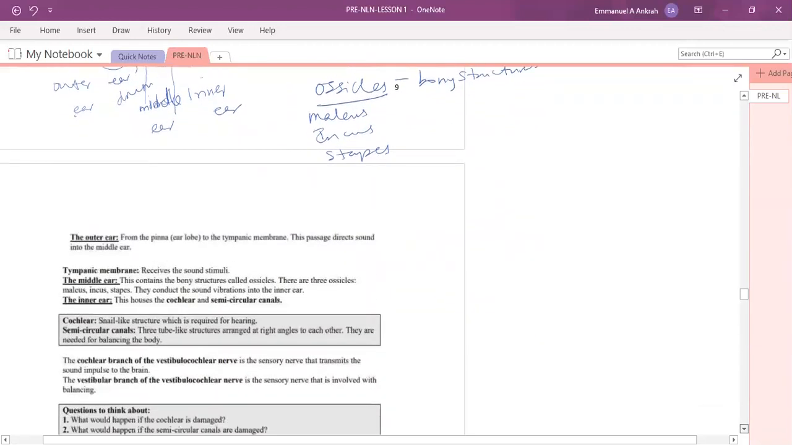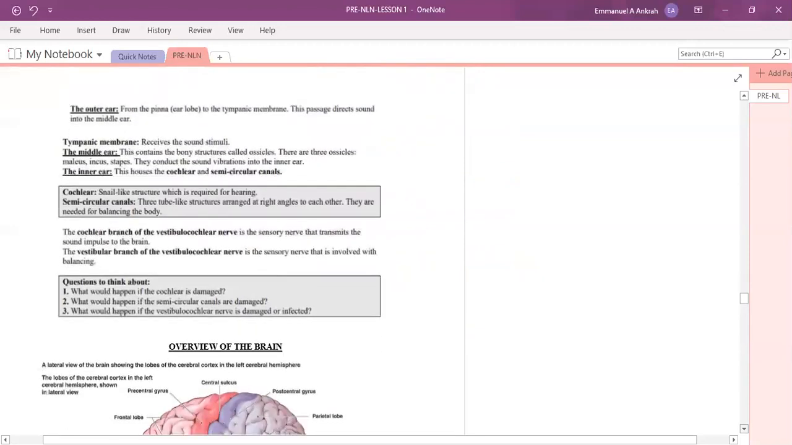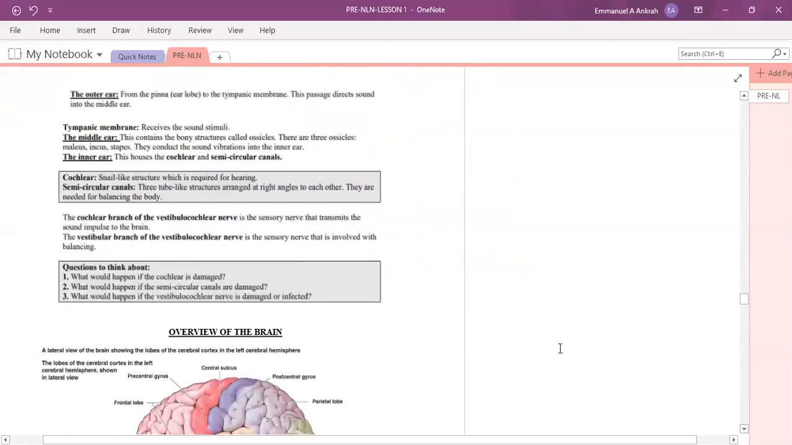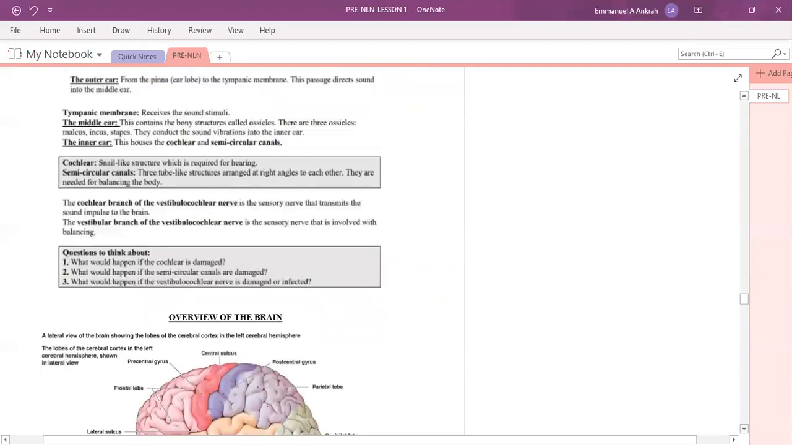All right, so I have a little summary here. There are a few questions. I said, what will happen if the cochlea is damaged? What will happen if the semicircular canals are damaged? So these are application questions that they ask you. I always tell people, don't think they're going to ask you, what's the function of this? What's the function of that? They can ask scenario questions or application questions like what I have here.